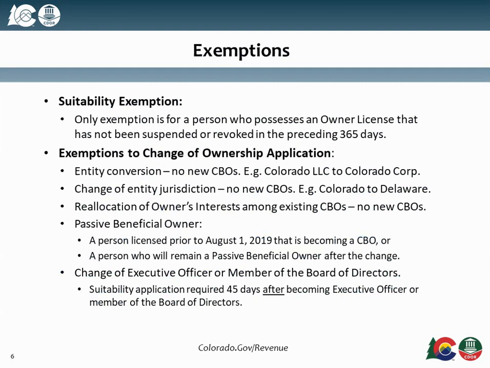In contrast, the exemptions to the change of owner application requirement are numerous. The first exemption actually includes two exemptions which exempt a regulated marijuana business from submitting a change of owner application where it's changing its entity type or its entity jurisdiction. So, for example, an entity could change from a Colorado LLC to a Colorado corporation, or from a Colorado corporation to a Delaware corporation. Both of these changes would be within the exemption for entity and jurisdiction changes.